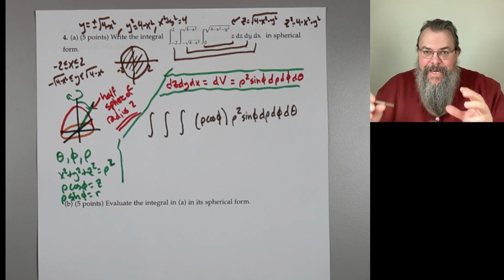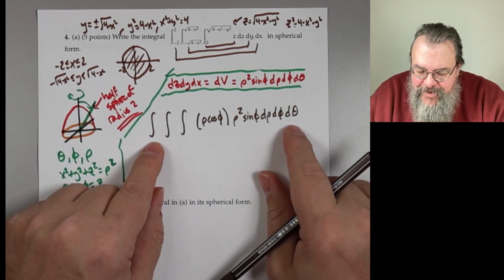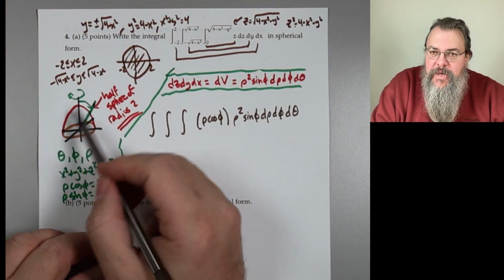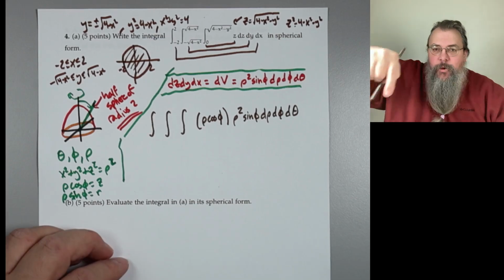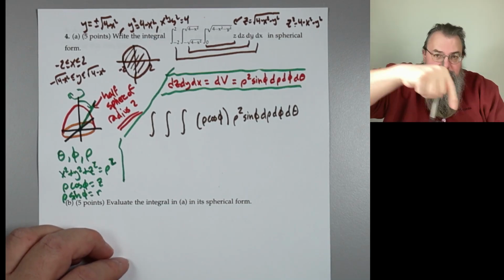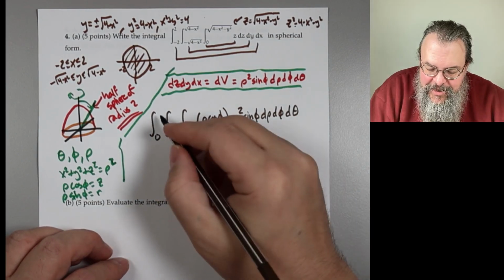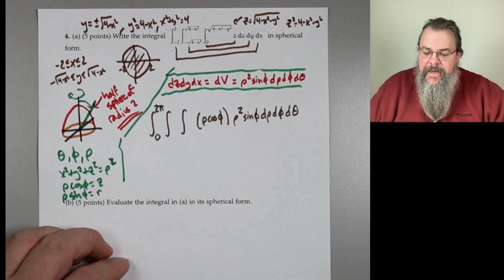All right, theta bounds. Here we can look at our picture. Theta is how much we spin, and we see it's fully symmetrical. So we're doing the full revolution: 0 to 2 pi.